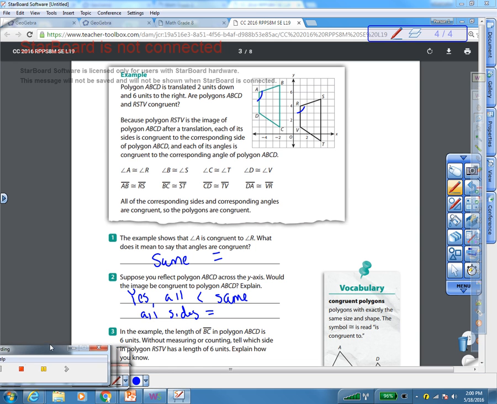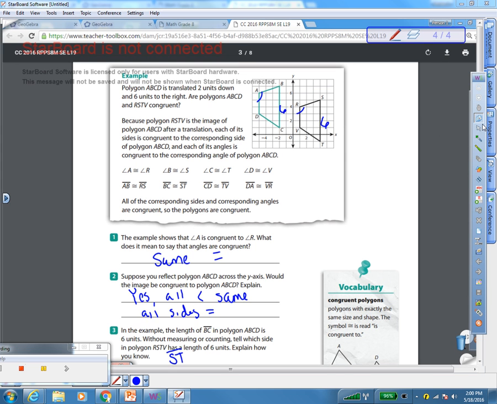Next, in the example, the length of side BC on the polygon is 6 units. And without measuring or counting, we know that ST, or side ST, is also 6 units. And we know that because BC and side ST correspond to each other, or they're congruent, you could say. Okay. I'm going to move to the next page here.